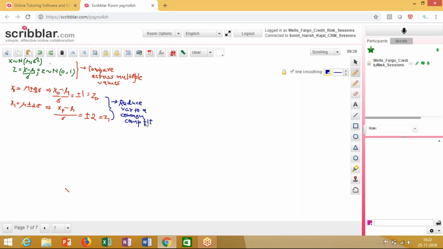So is this idea of the z stat clear? So is this part clear to us?